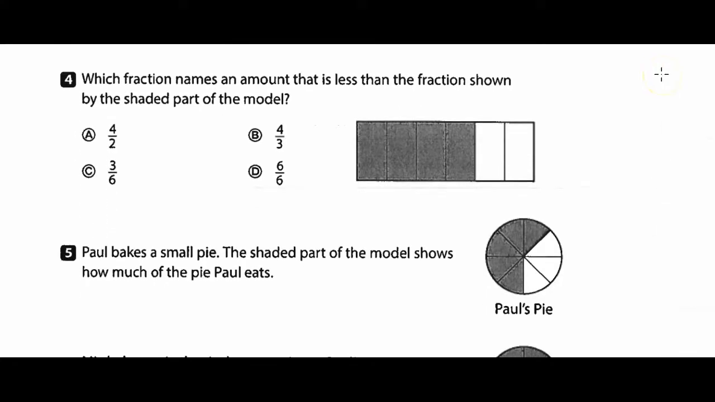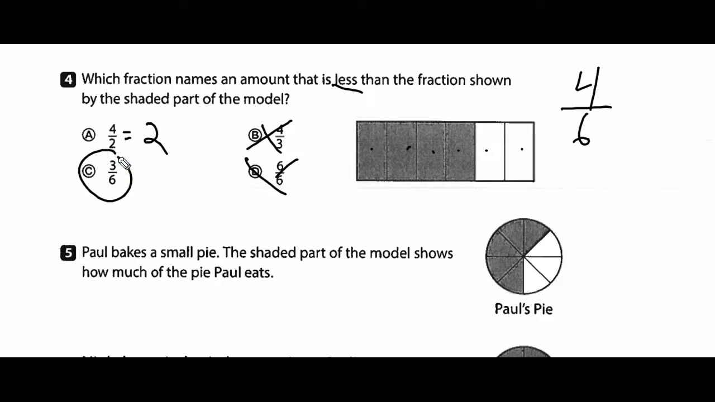And then solve number 4. Which fraction names an amount that is less than the fraction shown? So here I have 1, 2, 3, 4, 5, 6. And 4/6 is shaded in. Okay, and I want which fraction is less than. Well, not 6/6, that's greater. 4/3, okay, that's 1 1/3. That's not it. Okay, 4/2, that actually equals 2. I don't have 2 full ones. Okay, 3/6 would be less. That would be the first. That's what you would have.